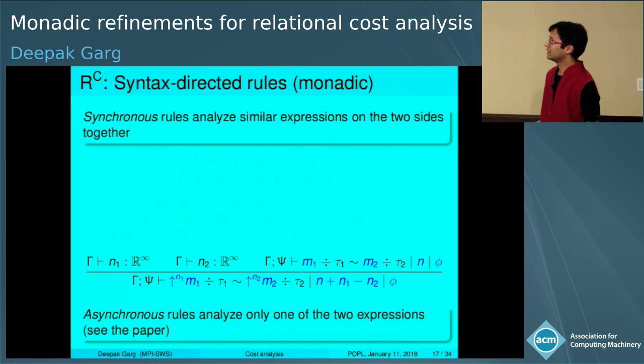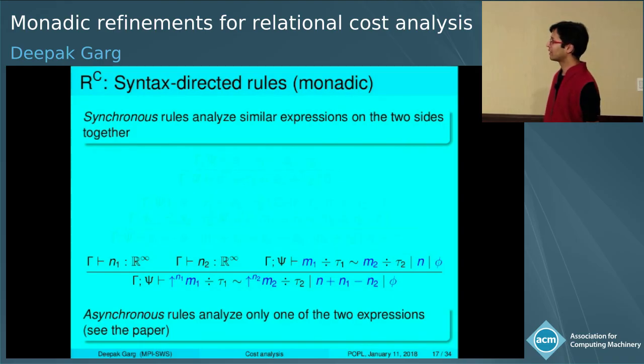What this rule essentially says is that if you want to relate tick n1 then m1 and tick n2 then m2, the way you do this is by relating m1 and m2 with some post condition phi and some relative cost n. In this case, the post condition of tick n1 then m1 and tick n2 then m2 is also phi, because these two constructs with the ticks evaluate as if there were no ticks. Okay? They only have an effect on the cost. There is no other effect on the result with the tick construct. So the phi is exactly the same, but the relative cost now changes.